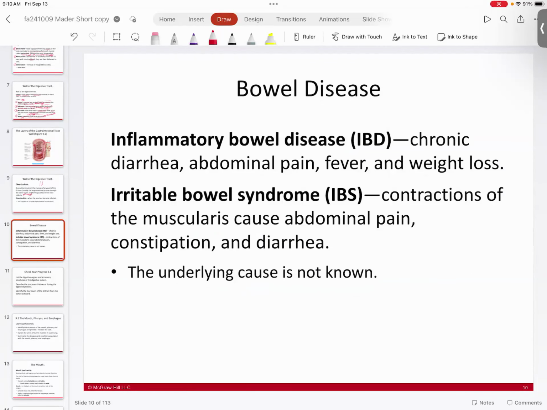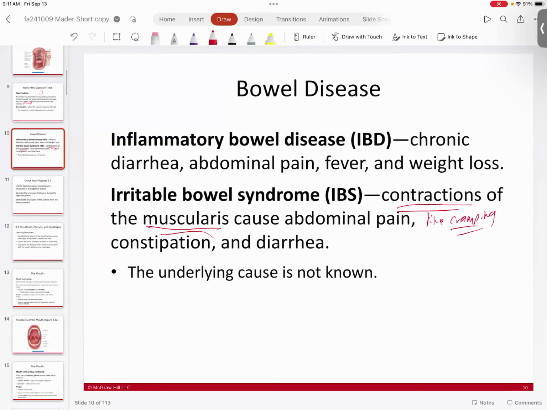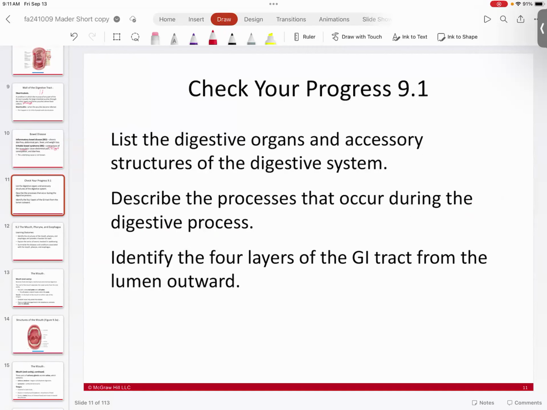Another one we run into is called inflammatory bowel disease, IBD. This is where you have chronic diarrhea, abdominal pain, fever, things like that. Irritable bowel syndrome is sort of similar. In this case, you get contractions of the muscularis, which can be very painful. It's like cramping. And this can cause a lot of irregularity in your ability to move stuff from point A to point B, right? Constipation, diarrhea, things like that. And so it's basically an inability to properly pass things through your digestive system.